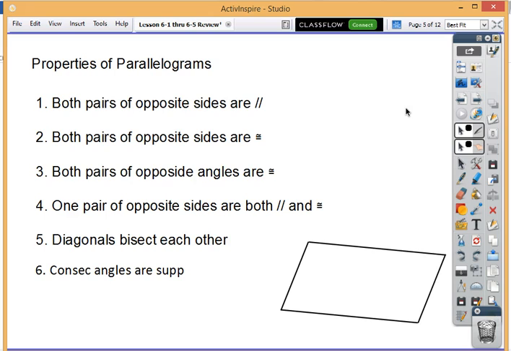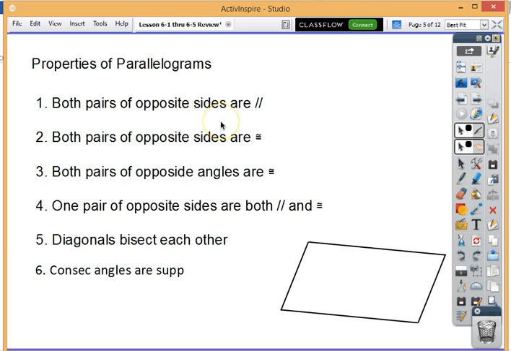Does anybody need me to go into more detail about what each of those things means? Because I would be happy to do that. Wait, so can you go back over the parallelogram? What did you say about the definition of it? So both pairs of opposite sides are parallel. Never mind. So this is the definition of the parallelogram.